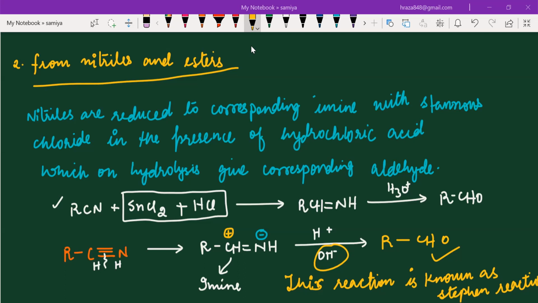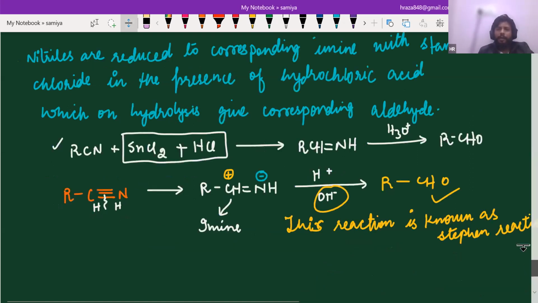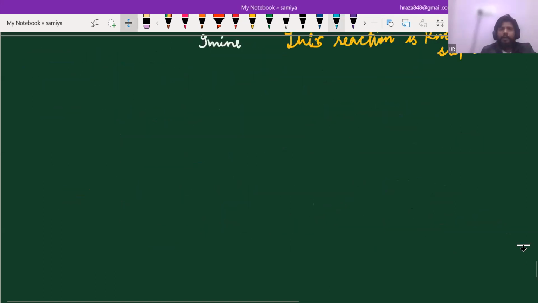So this is your Stephen reaction, and there is an alternate method to prepare this aldehyde, and that is by using this, what we call ester. So you can see the alternate method.